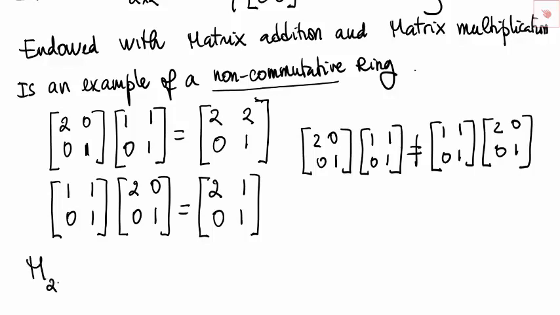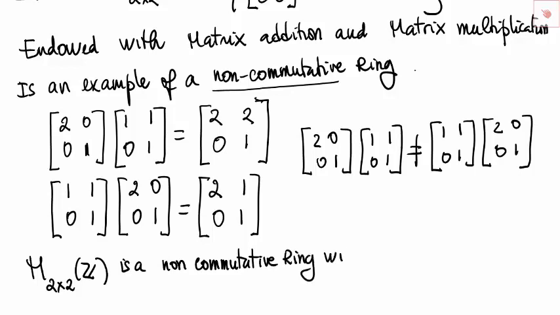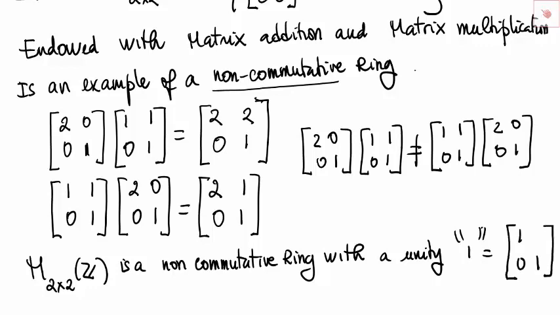So M2(Z) is a non-commutative ring with a unity, and our unity here is our so-called 1, which is just the identity matrix, 1, 0, 0, 1.